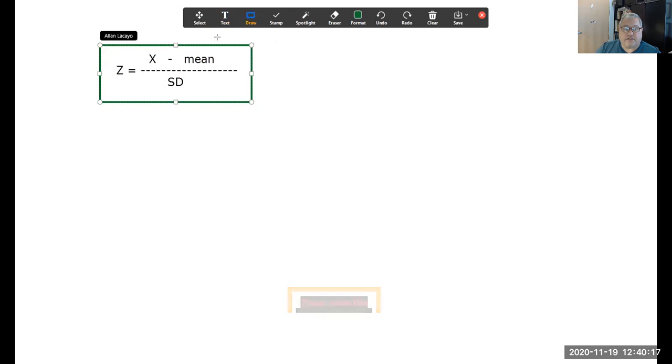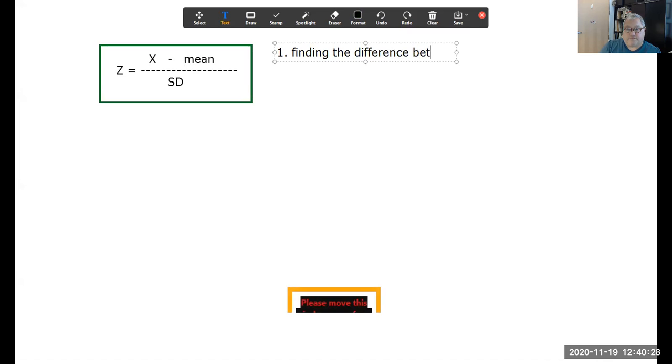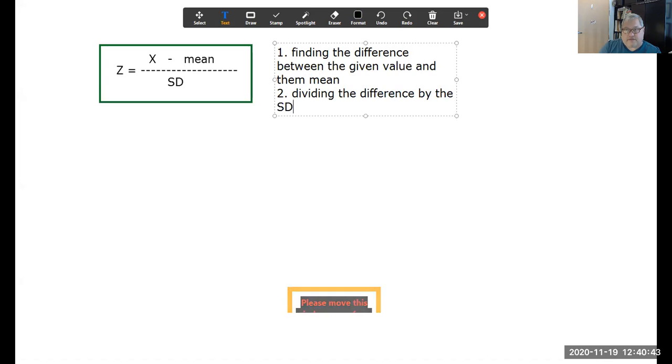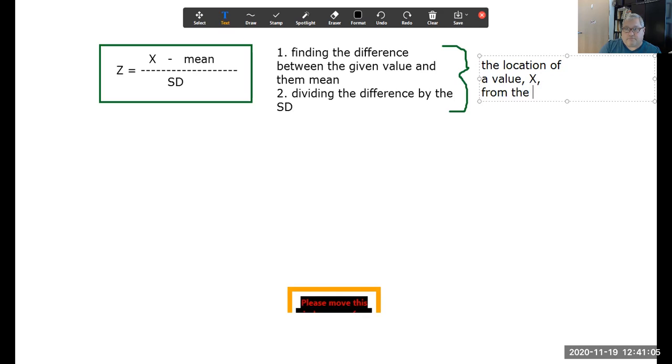A z-score measures the location of a number by first finding the difference between the value and the mean, and then second, dividing the difference by the standard deviation. And what you get from doing this formula is a description of the location of x, the location of a value, from the mean in units of standard deviation.